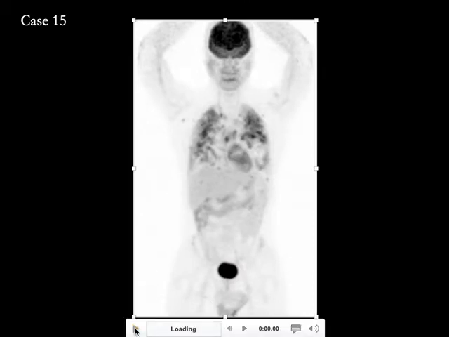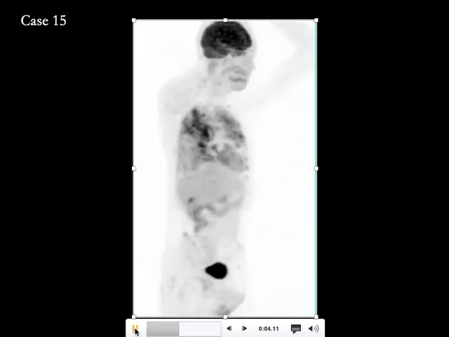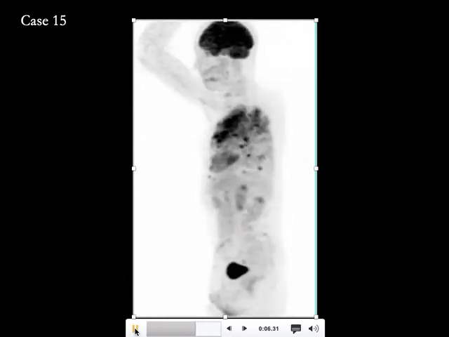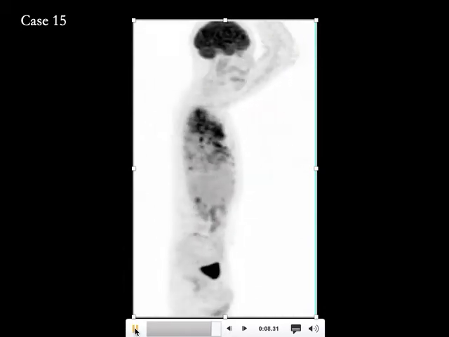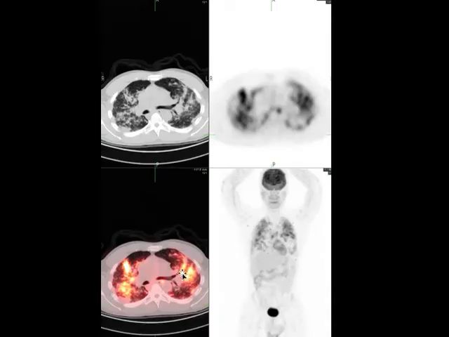Case number 15, another interesting case, referred initially for evaluation of lung nodules. Here on the whole body image, we find that there is multifocal hypermetabolism involving bilateral upper lobes of the lungs. This is the appearance on the fused PET-CT image. We see multifocal consolidation, nodularity in a peribronchovascular distribution involving bilateral upper lobes, and this patient had tuberculosis.